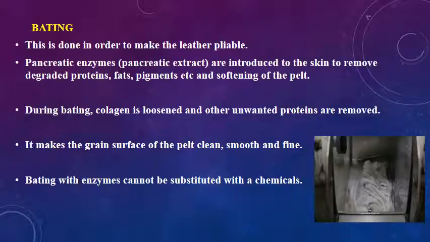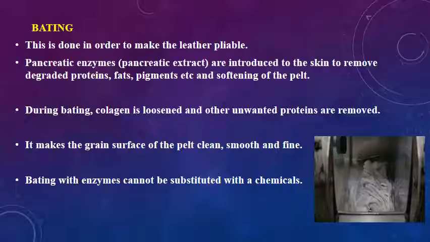Now the next step is baiting. Baiting is a process of enzymatic treatment for making the pelt more soft and pliable. This is done in order to make the leather pliable. Here pancreatic enzymes, sometimes pancreatic crude extracts, are introduced to the skin to remove degraded proteins, fats, pigments, etc., and for softening of the pelt. Other than collagenous protein, there will be other proteins which may be degraded, or some keratin, as I said, pigments and fats. All these things should be removed.